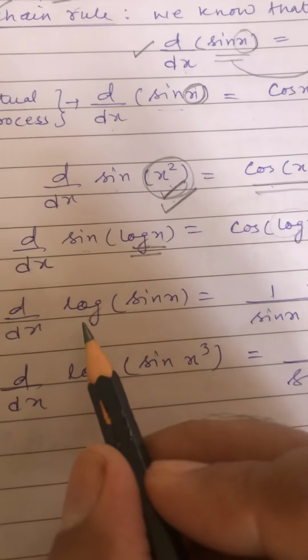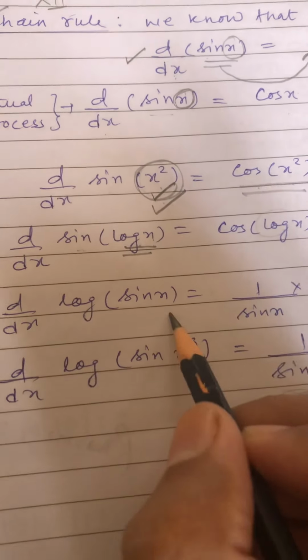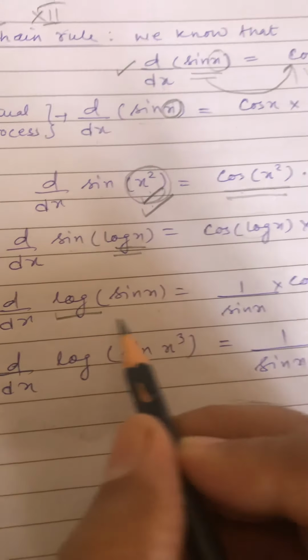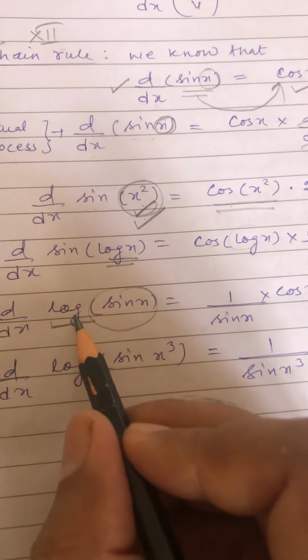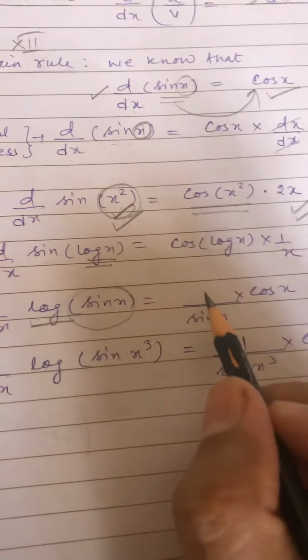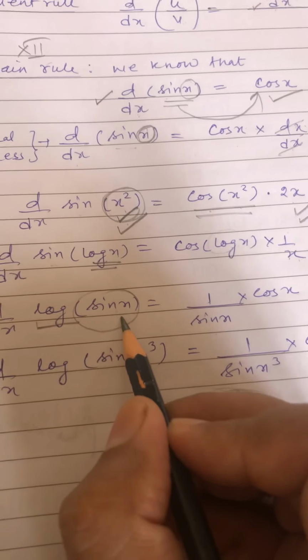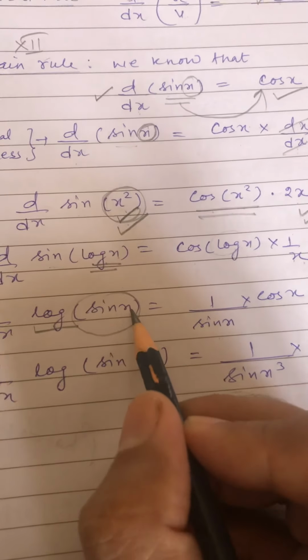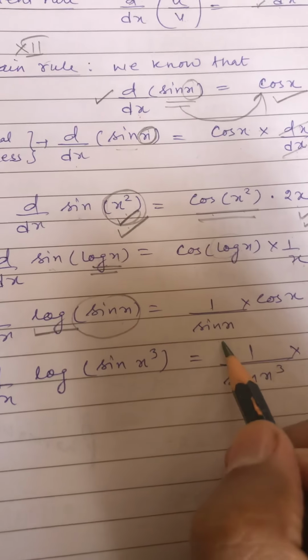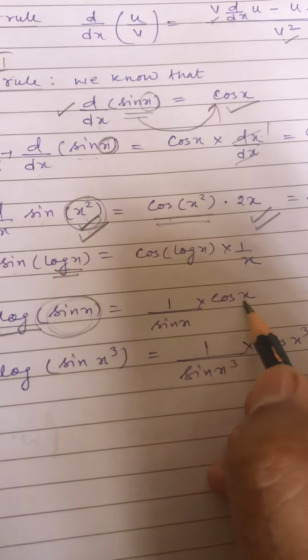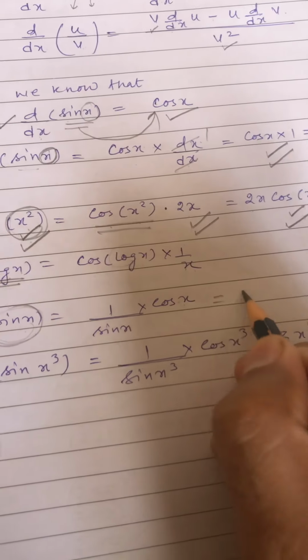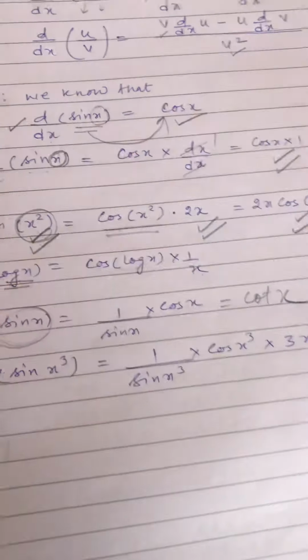Similarly, if we have to differentiate log of sin x. Now log is coming first. So log x, this will act as x now. What is the differentiation of log x? It is 1 by x. So what will come? 1 by sin x, because sin x will act as theta now. So 1 upon sin x, and then we will differentiate sin x also. That will be cos x. So cos upon sin, we can write the answer as cot x.